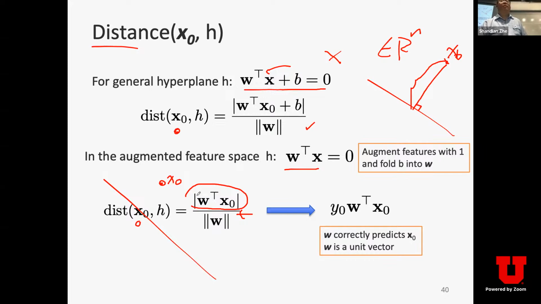Yes. Remember, this is just the absolute value, so no matter whether your score is positive or negative, if you make a correct prediction, when you multiply by y0, it will be the absolute value of w transpose x0, because this will give you a positive number. y0 is 1 or minus 1.